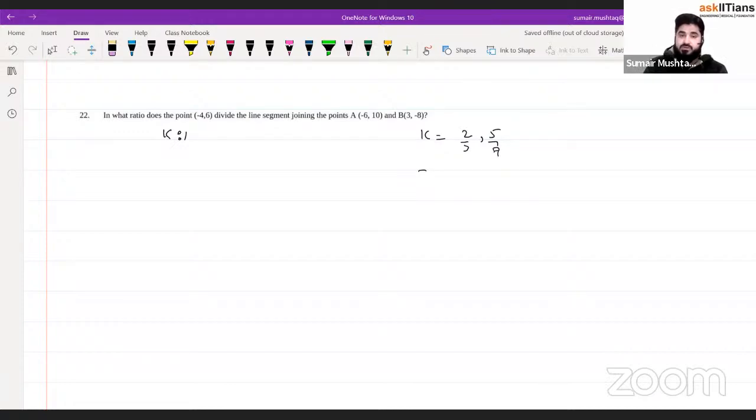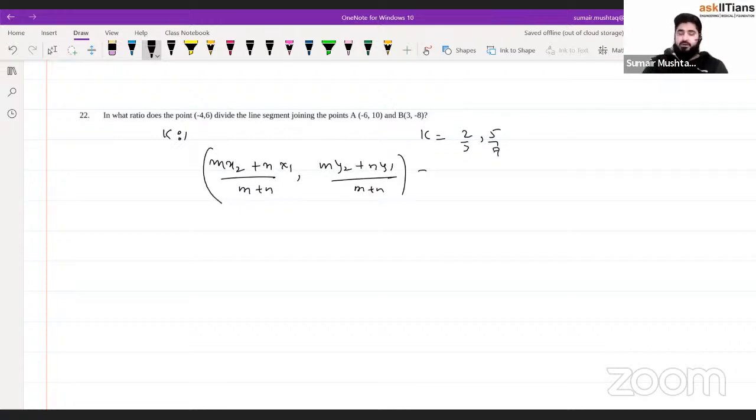Come on, tell me. What is the formula for the internal division? Yes, (mx2 + nx1) divided by (m + n), comma, (my2 + ny1) divided by (m + n).